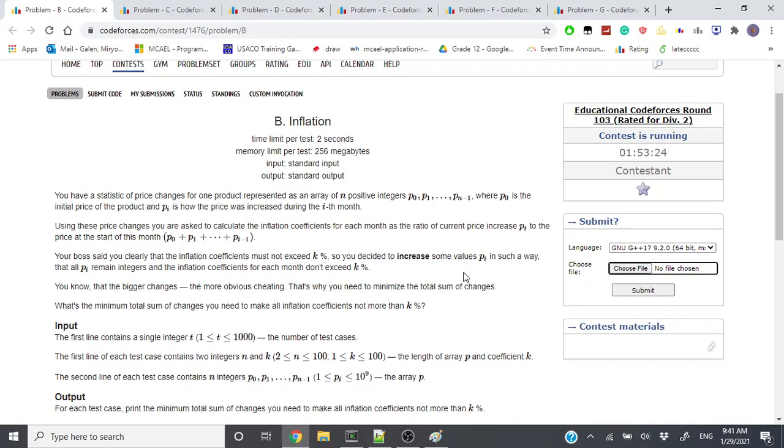Now we have B. You have a statistic of price changes for one product represented as an array of n positive integers, where p0 is the initial price and pi is how much the price was increased during the ith month. So inflation coefficient is the ratio of current price increase to the price at the start of this month. Inflation coefficients. What? Your boss told you clearly that the inflation coefficients must not exceed k percent. So you decided to increase some values pi in such a way that all pi remain integers and the inflation coefficients don't exceed k percent. The bigger changes, the more obvious cheating. Okay. Inflation coefficients.